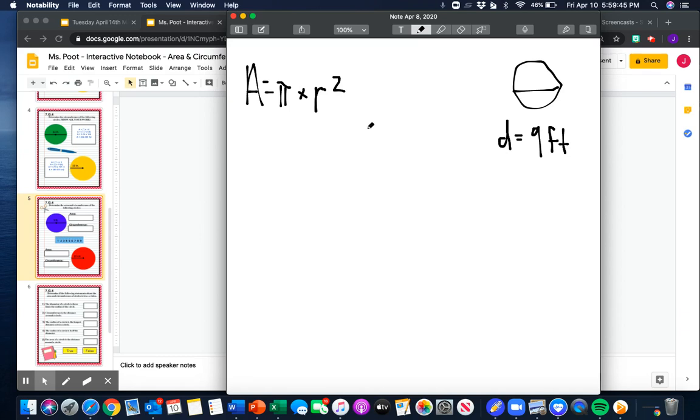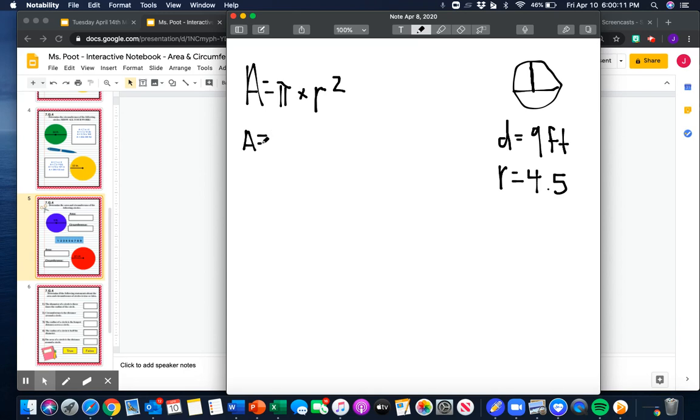All right, so I need radius. How am I going to find out radius? Well, radius is just half of the diameter. Remember, radius is just half. We only want from here to here, half of it. So what's half of 9? Well, half of 9 is 4.5. Okay, and I can do that in my brain. So now that I know what radius is, I'm going to write my formula again.